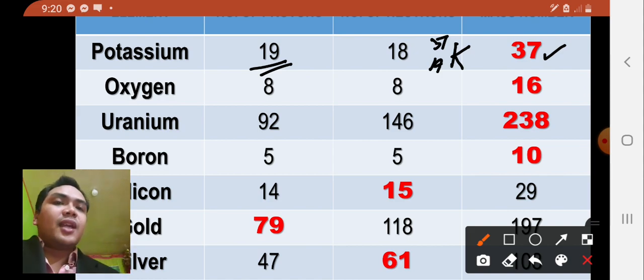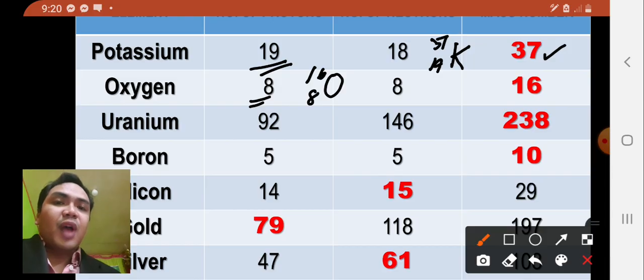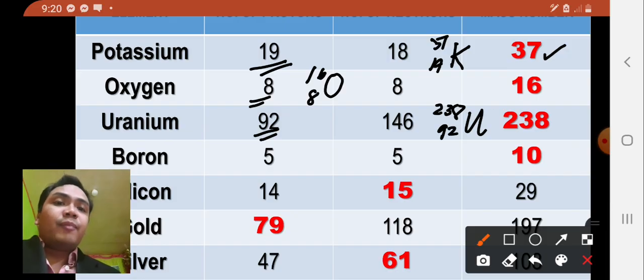On the other hand, for oxygen, you have 16 as the mass number, then its symbol is O, and the number of protons will be equal to 8. Hence, 8 is the atomic number of oxygen. For the third item, you have uranium, a radioactive element, with a mass number of 238, its chemical symbol is U, and its atomic number is 92, which is also equal to the number of protons.